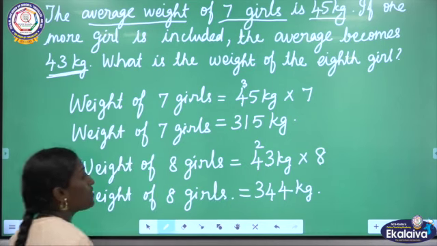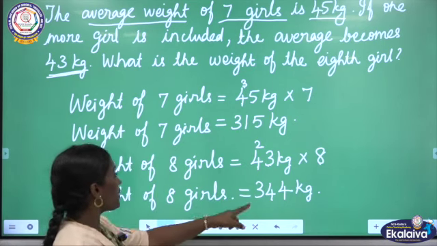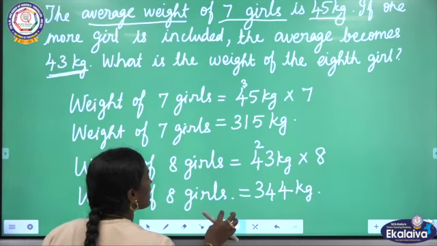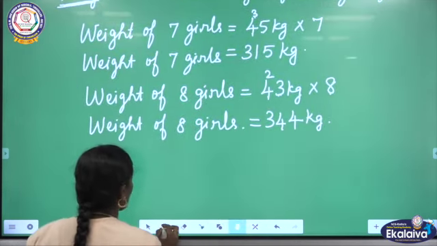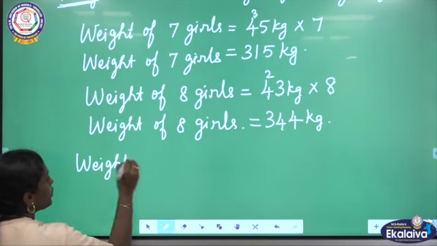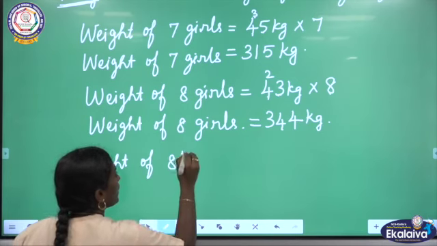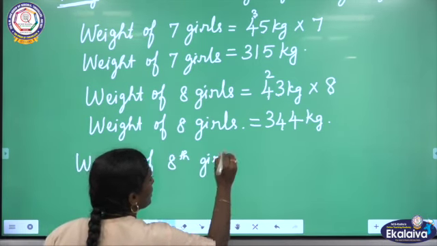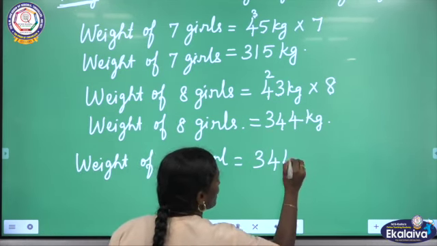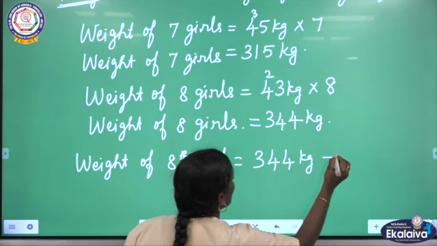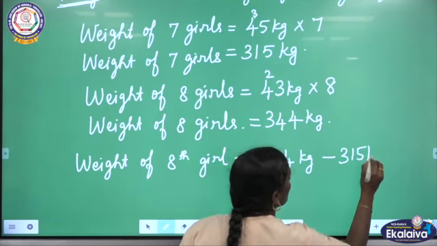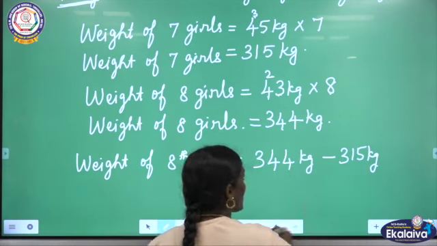Okay, to find the weight of the 8th girl, from the weight of 8 girls we have to subtract the weight of 7 girls. Then we will get the weight of the 8th girl. Weight of the 8th girl is equal to weight of 8 girls, that is 344 kilogram, minus weight of 7 girls, that is 315 kilogram. Now we have to subtract these two.